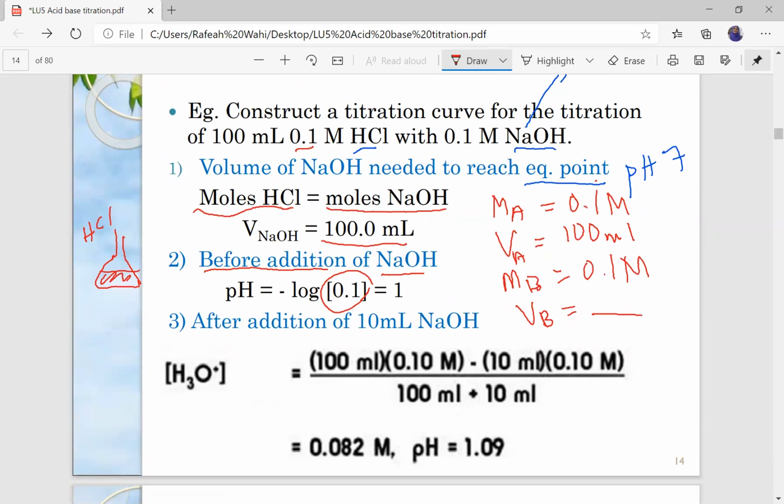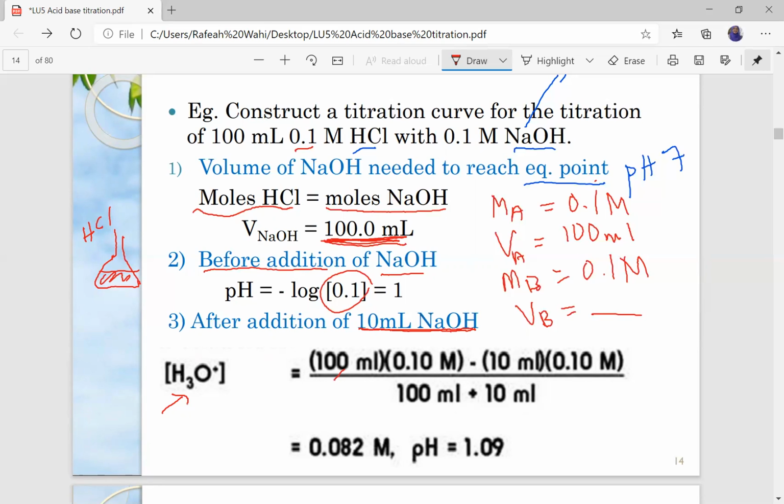What happens if we add 10 ml of sodium hydroxide? Remember, this is before the equivalence point, because we can only reach the equivalence point at 100 ml of titrant. So when we add 10 ml of NaOH, which is the titrant, we have an excess of hydronium ion of this much. This is millimoles of acid minus millimoles of base, divided by the total volume.